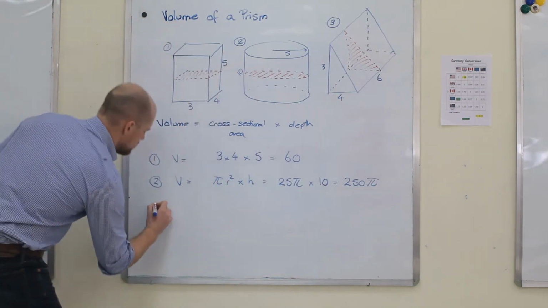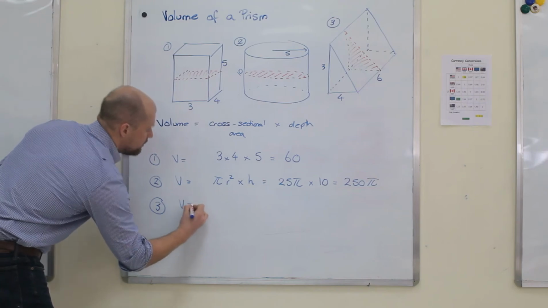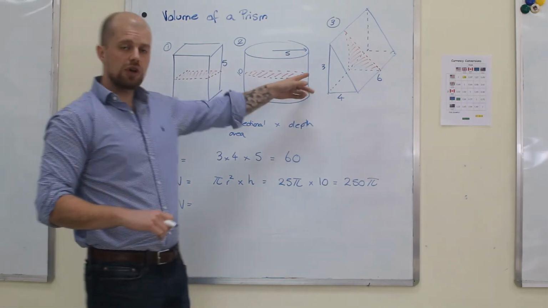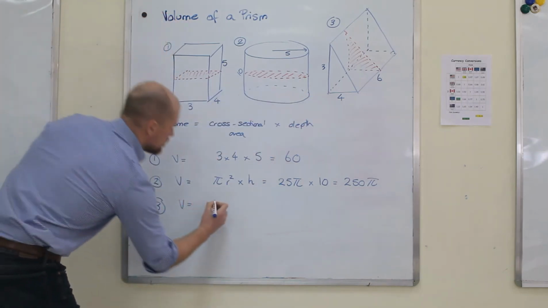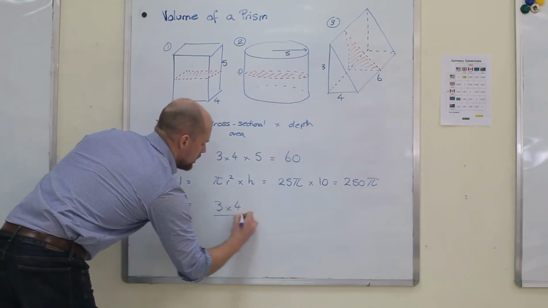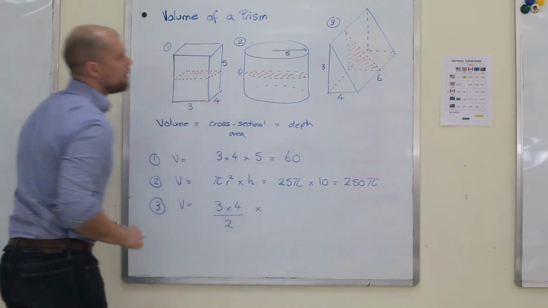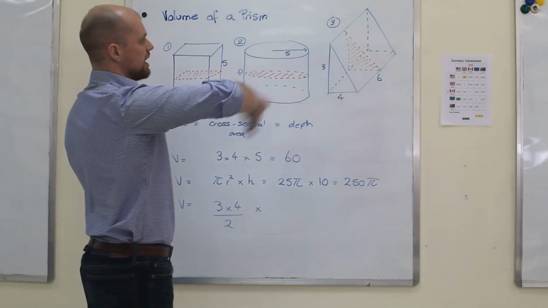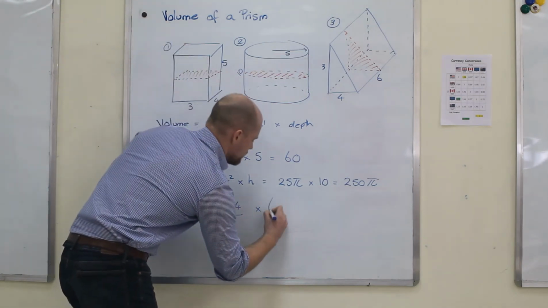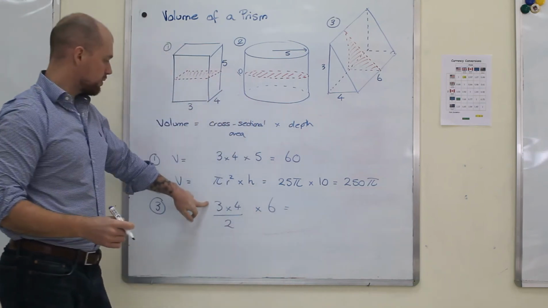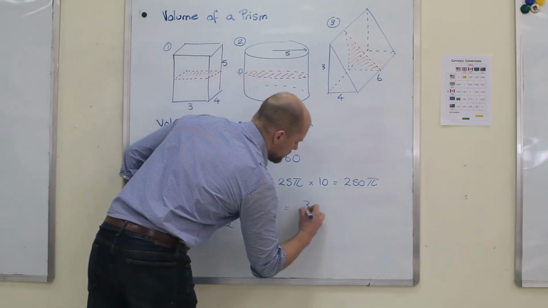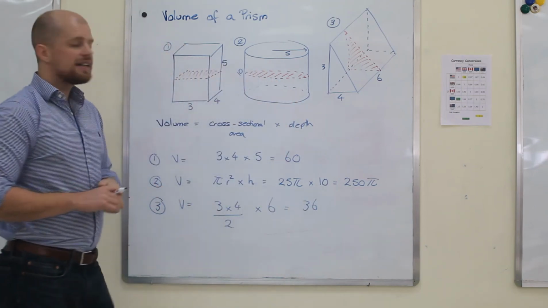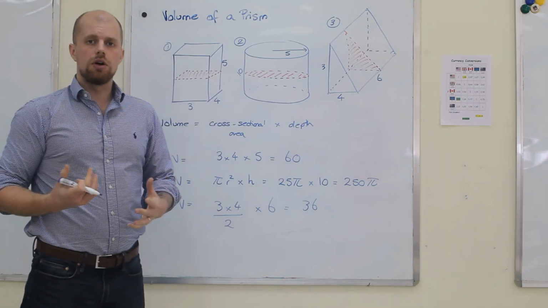Finally, number 3, the volume is the area of the triangle. Area of the triangle is base times height divided by 2. So it's 3 times 4 divided by 2. And then we'll times it by the depth, which is 6. So 3 times 4 is 12, divided by 2 is 6. 6 times 6 is 36. And that is how you go about calculating the volume of any prism.